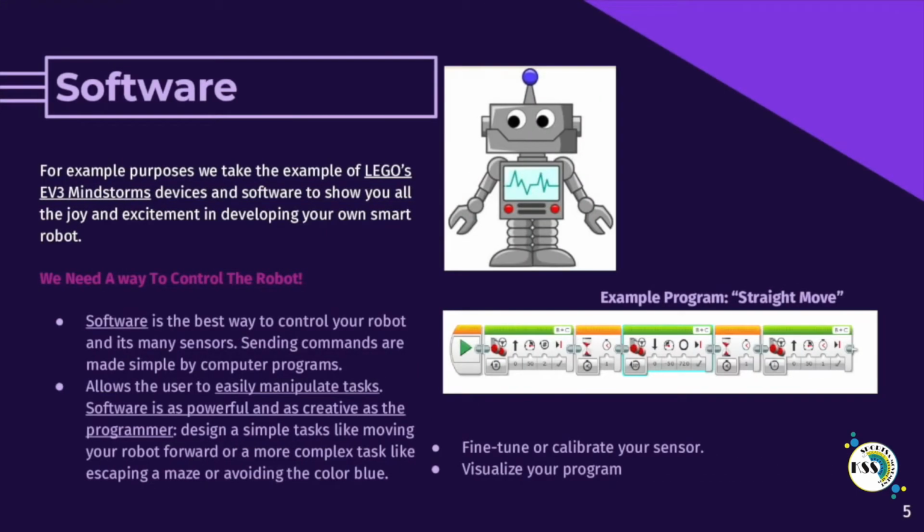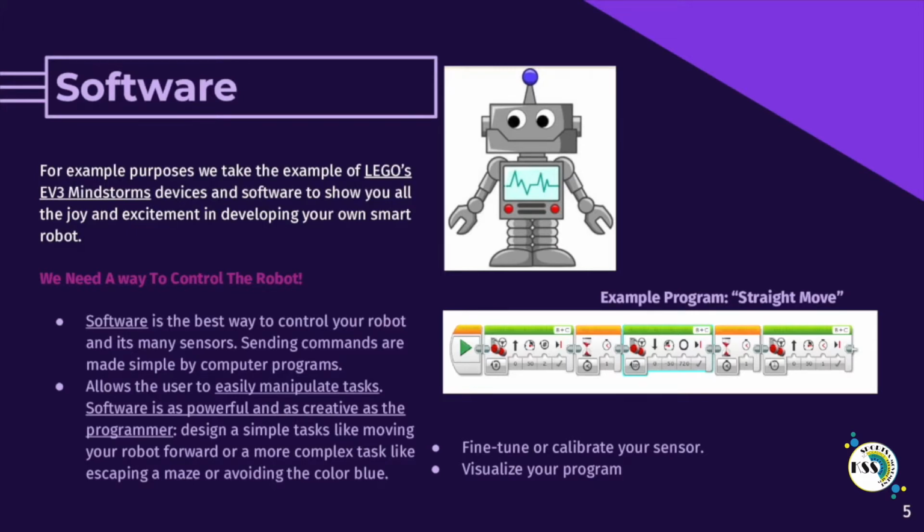Let's talk about software. Now, how do you control your robot? Software is the best way to control your robot and its many sensors. Sending commands is made simple by computer programs. Software also allows the user to easily manipulate tasks. It could be as powerful and as creative as the programmer itself.